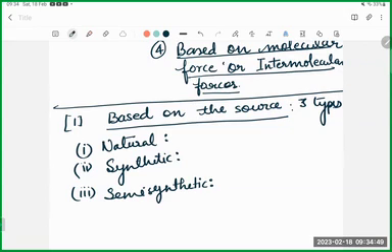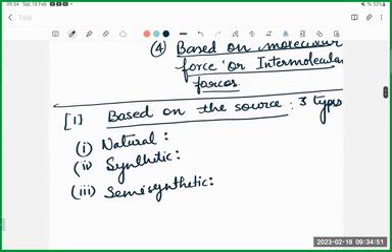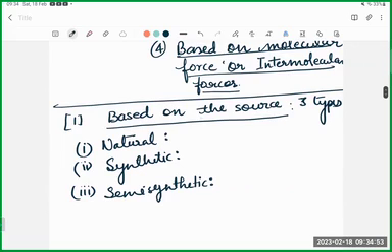Let us now talk about the natural polymers. So basically, what are the sources for this? The source will basically be plants, and animals.